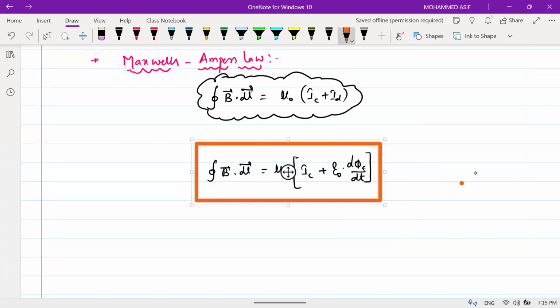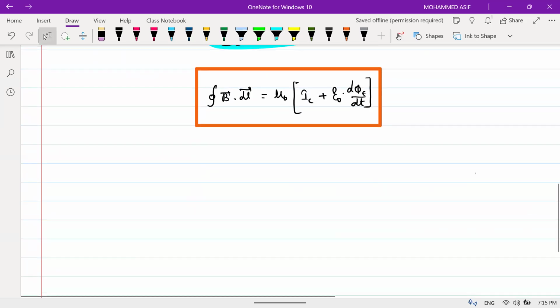So this is your displacement current. Clear, madam? So what is Maxwell's Ampere circuit law? The line integral of B bar dot dL is equal to mu naught into IC plus ID. Am I clear?